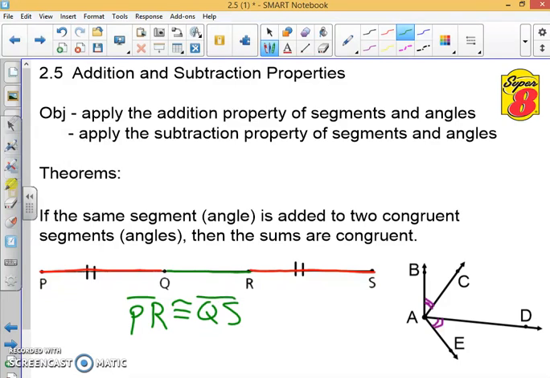This same idea applies to angles. So if we have that BAC is congruent to DAE, and we add this blue angle CAD to both of them, what we can conclude is that that angle and that angle are congruent. So our conclusion would be angle DAC is congruent to angle CAE.